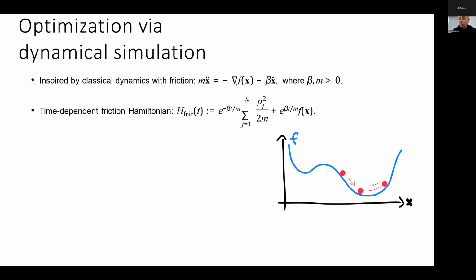This can actually be translated into a time-dependent Hamiltonian, believe it or not, by using ideas from cosmology. It turns out the following time-dependent Hamiltonian over here is fully conservative, can be implemented on a quantum computer, and will simulate friction. So the idea basically is that by simulating the time dependence of this frictional Hamiltonian, we can build a unitary evolution that will simulate the optimization process.